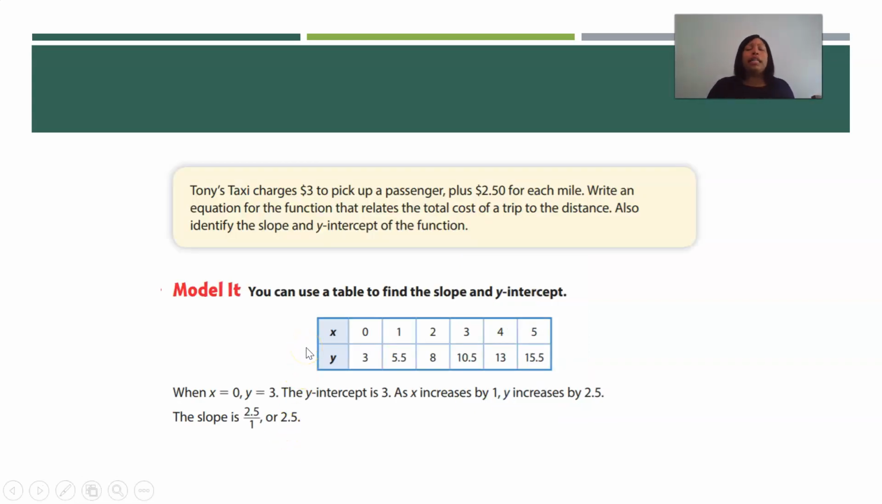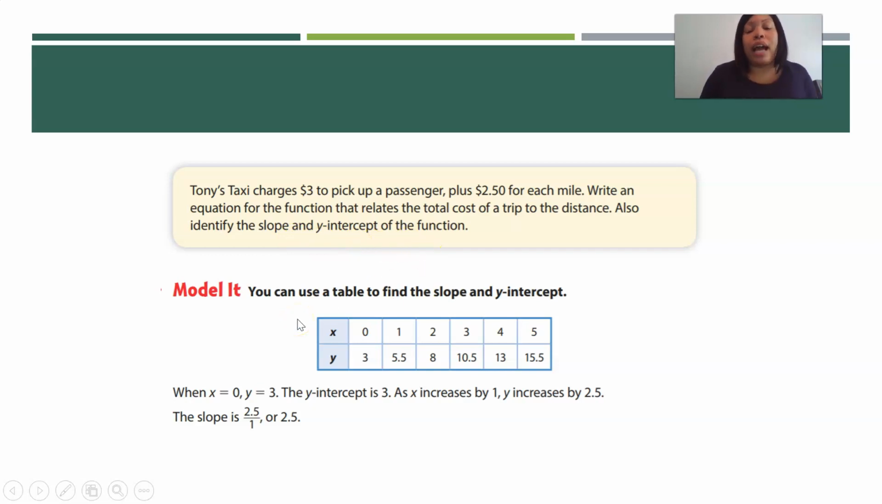Then, let's take that same graph and create a verbal descriptor. Looking at this verbal descriptor: Tony's taxis charge $3 to pick up passengers plus $2.50 for each mile. Stopping there, we have to realize, what does that actually mean? Which one will be my b and which one will be my m? Write an equation for the function that relates the total cost of the trip to distance. Remember, total cost is always going to be my y. It's what I equal. Also identify the slope and the y-intercept.